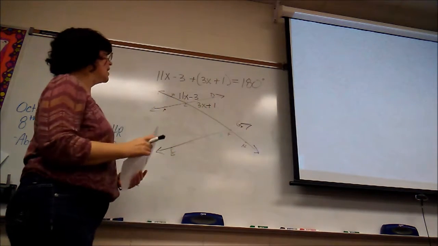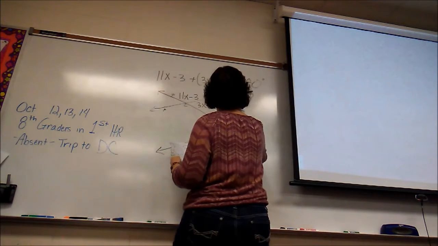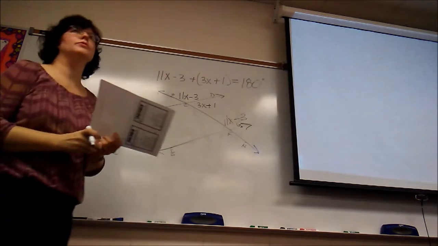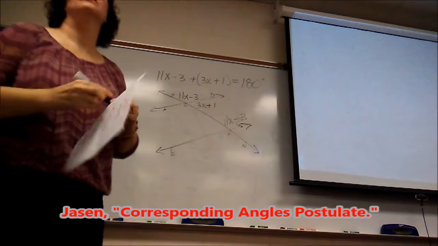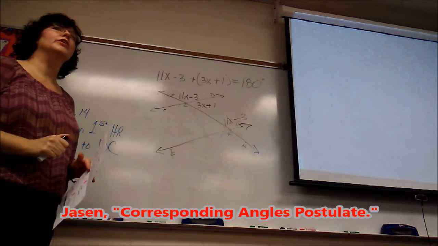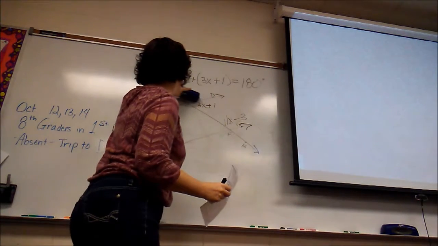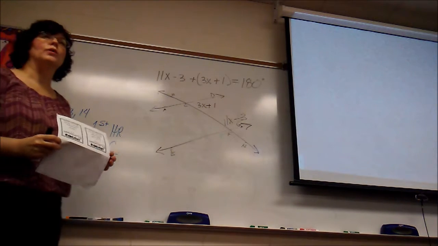Okay, now I'm going to write this right here. Why was I able to do that? Jason. Corresponding angles postulate. Very good. If I erased this and was just given that information, how can I write that as an equation?